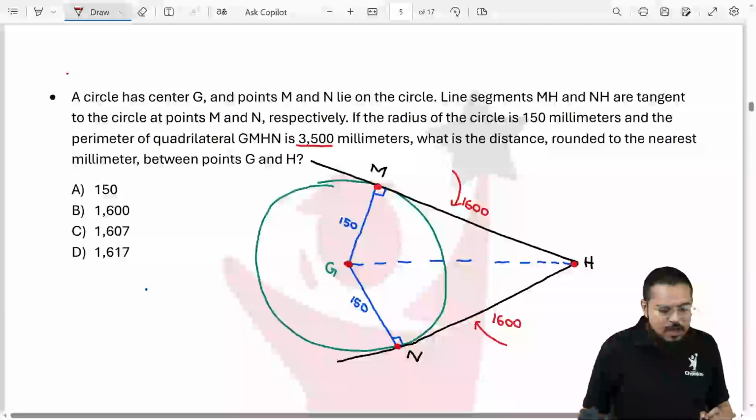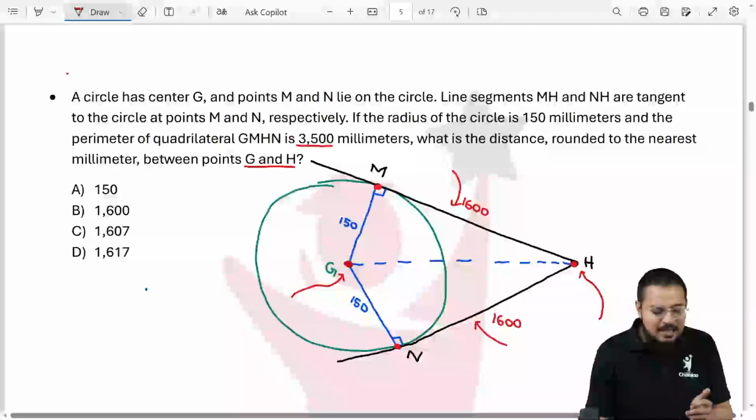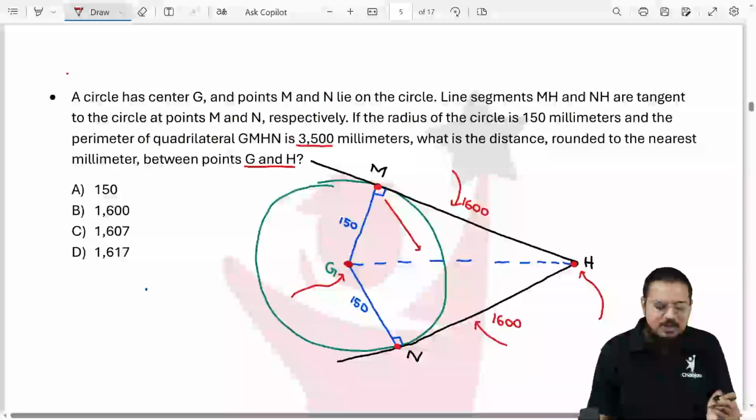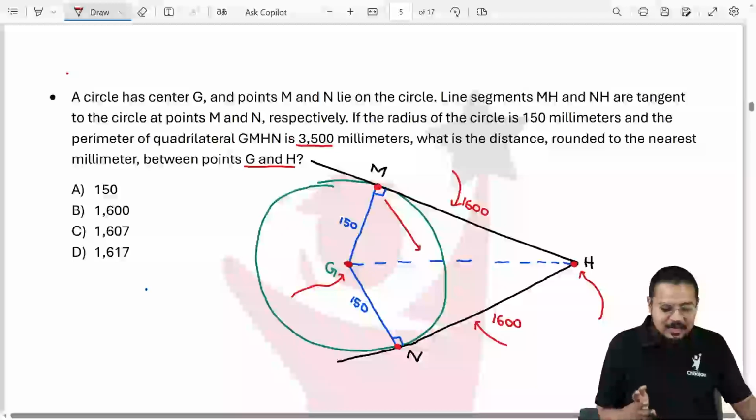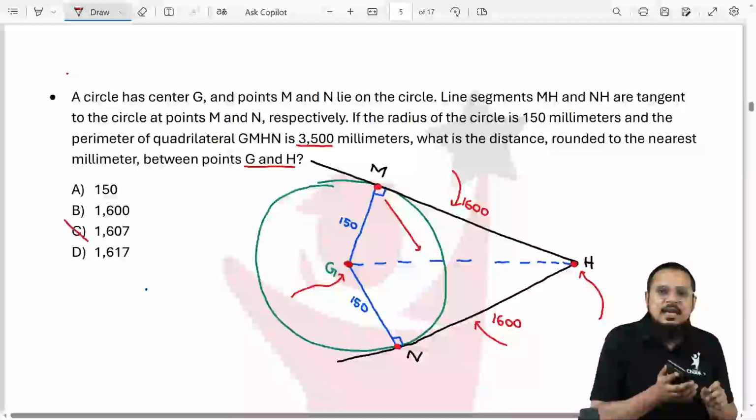Now what else do we know? We need to calculate the distance in millimeters between point G and H. This is point G right over here, and this is point H right over here. I need to calculate the length of this dotted line, and I'm dealing with a right triangle where I'm supposed to find out my hypotenuse. I can simply use Pythagoras theorem. For example, root of 1600 squared plus 150 squared. I've just typed it again on my scientific calculator. My calculator is giving me an answer of 1607.01, correct to the nearest whole number as 1607 as my answer, option C.